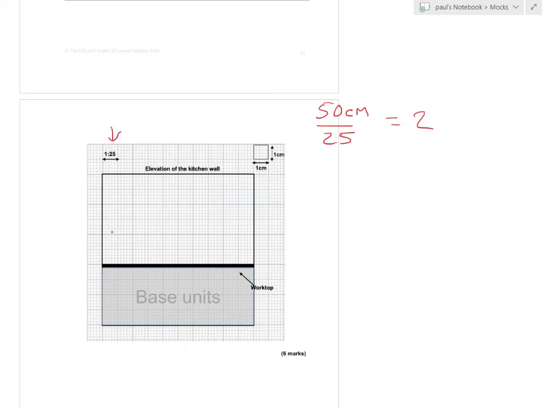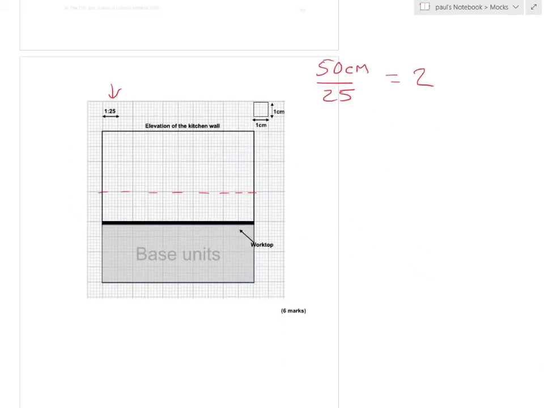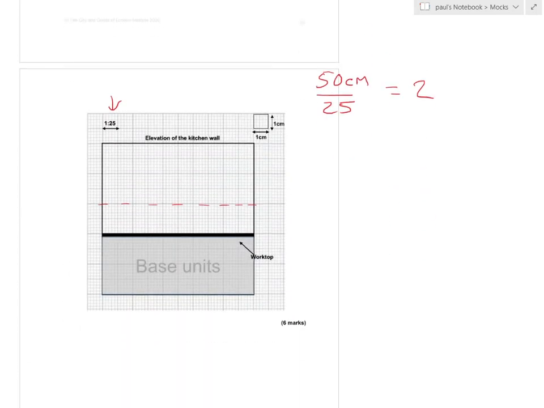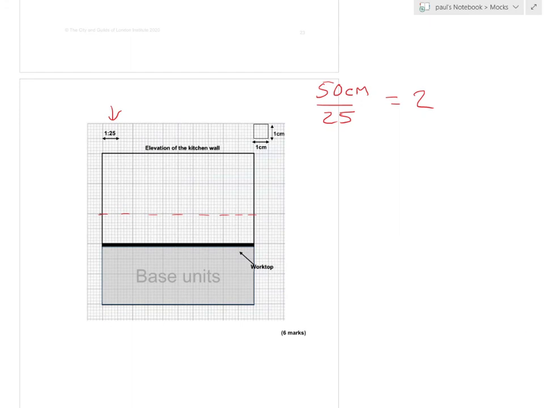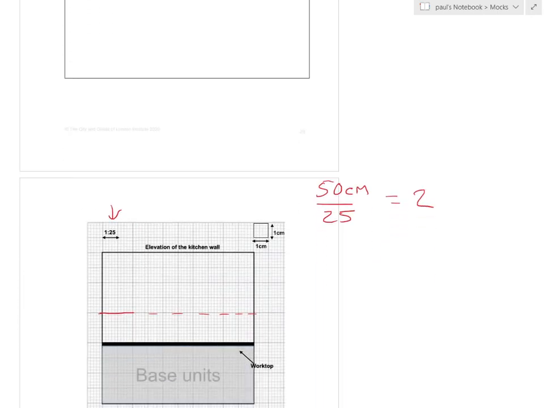So here's our bottom line, yeah? Here's our bottom line. Now, the width of the big ones is 50 centimetres. And also the little ones are 50 centimetres as well. So my cupboard model. So we've got the big ones are 50 centimetres. And how tall are they? 750. So they're 75 centimetres.